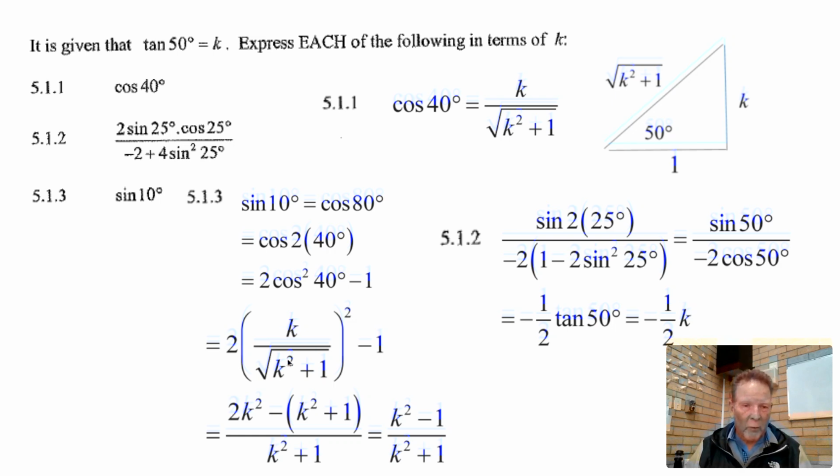If we square this square root, it becomes k squared plus 1 on the outside. K squared on the top, we've got 2k squared over k squared plus 1. Now we're minusing 1. That's the same as k squared plus 1 over k squared plus 1, but we're minusing it. And 2k squared minus k squared is just k squared. And we've got a minus 1 on top. Well, that looks a little nice. K squared minus 1 over k squared plus 1. I think that's what it reduces to. And there you go.